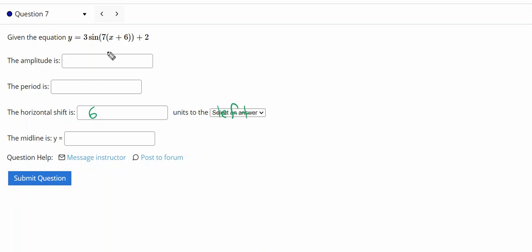And then your period. Well, your period, you're going to use your B value there, right? So you're going to say the period is equal to 2 pi over B. And instead of B, it'd be 7. So in this case, you can't really simplify that anymore. So when you put this in, you just type it in just like this. It'd be 2 pi over 7. Or if you type in 2 over 7 pi, that's the same thing. It would mark that correct as well.